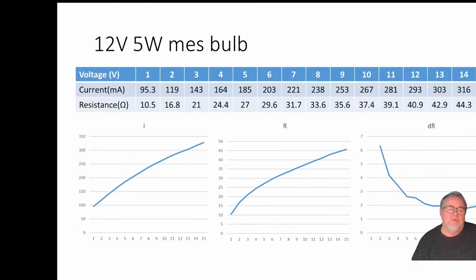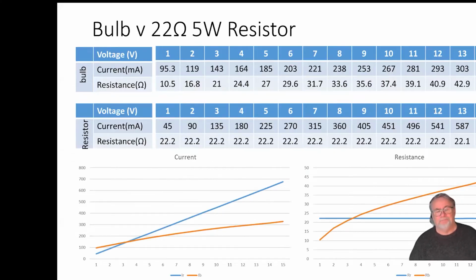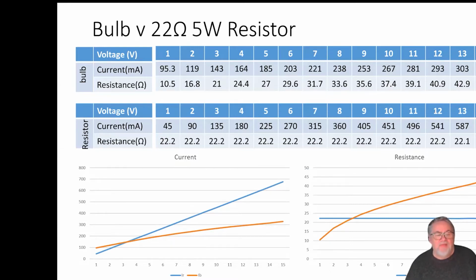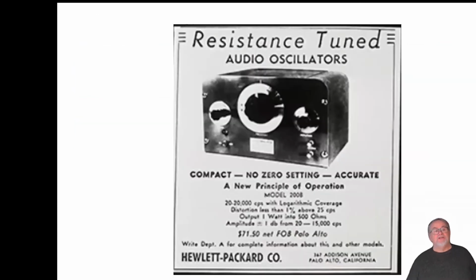Looking at those graphs, you think, well, they're a wee bit off, but they're not particularly off the straight. But if I compare it with a resistor, they've got a different resistance, so they've got a different slope. But if you look at the resistance of the resistor, it's a straight line all the way. It's 22 ohms all the time, whereas the resistance of the bulb keeps changing. So that's what's called a positive temperature coefficient. And here's a story about that.